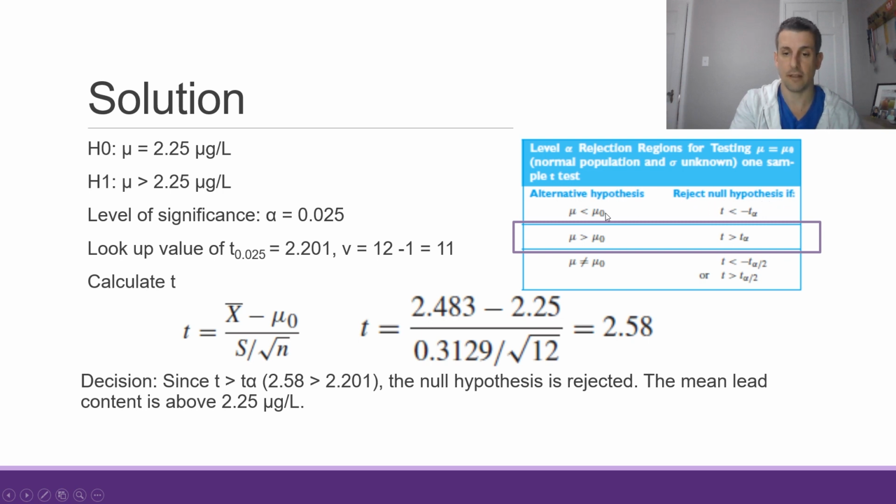Rejecting the null hypothesis leads to the conclusion that the mean lead content is above 2.25 micrograms per liter. So we should be concerned about this. We should probably take some action to examine the lead levels further, or possibly find some way to clean up the lead levels in the water supply.